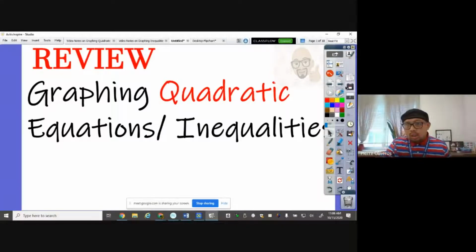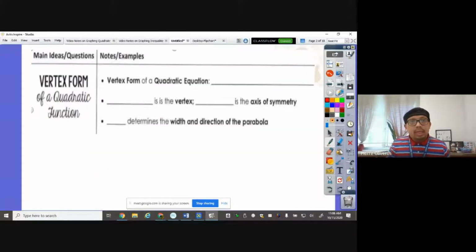Right now we know that the parabola is the name of the graph of a quadratic equation, which is like a U shape, or it opens downward also. All right, let's go ahead now.